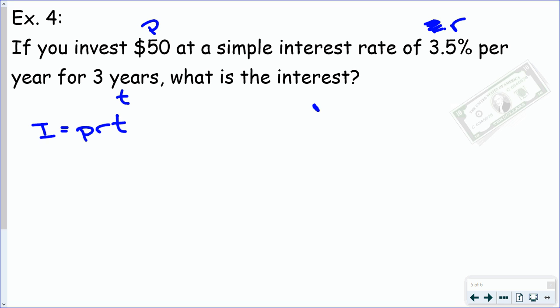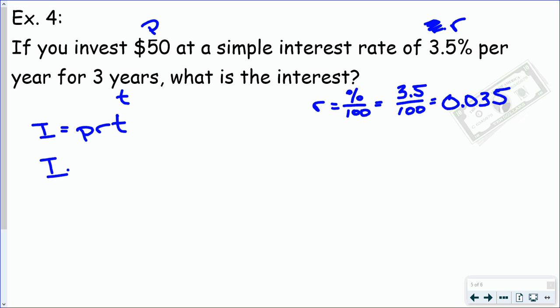Now the rate, the R has to be the percent divided by 100. You got to change it into a decimal. So we're going to take 3.5 divided by 100, and that would be 0.035. When you divide by 100, you just need to move the decimal point 2 places to the left. So the decimal was here, I moved it 2 places to the left. Our time is in years, so we're good there. And there's our principal. So now we're just going to plug this in.